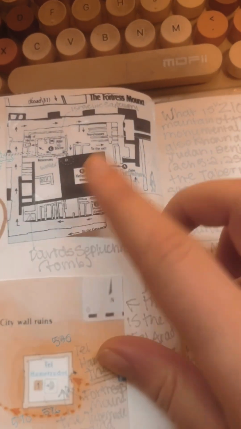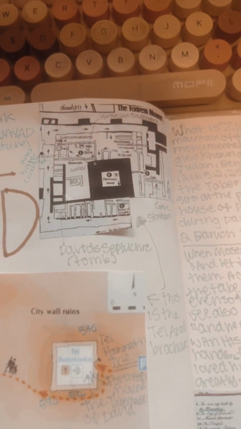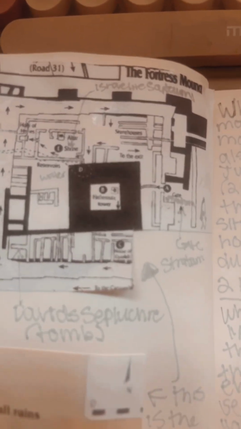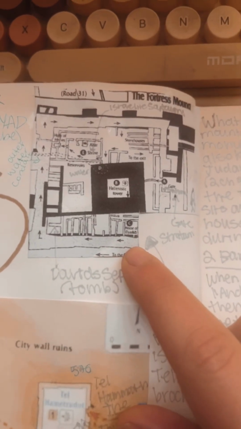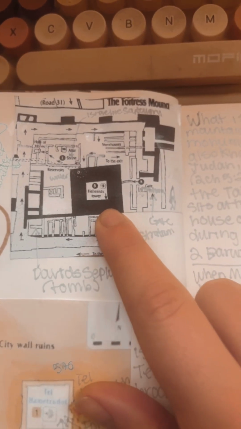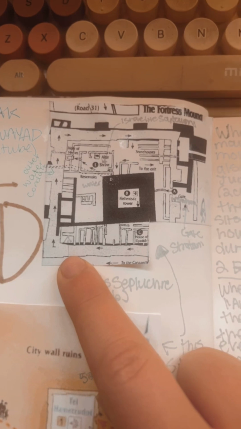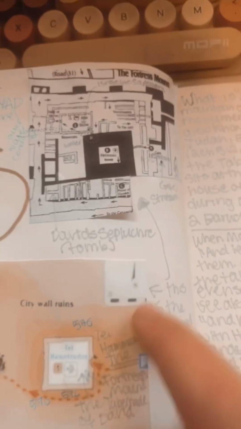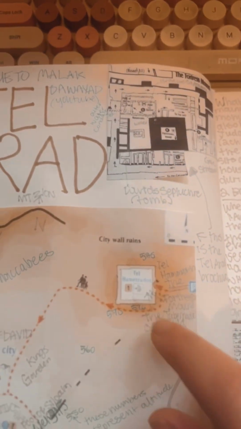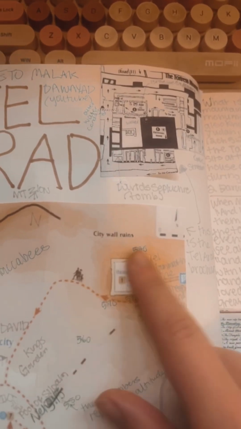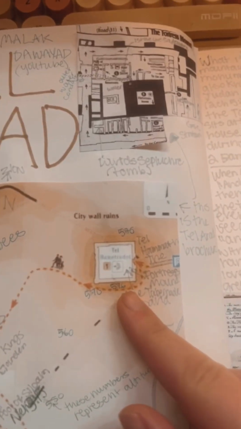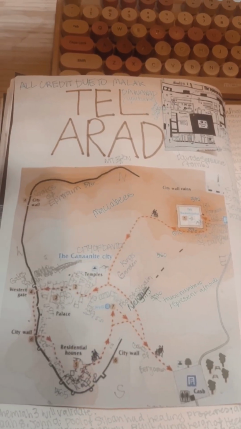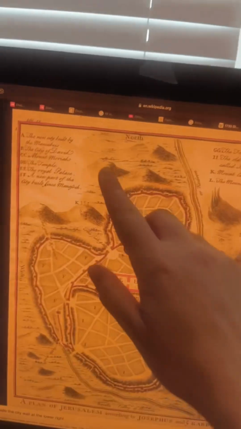This is the in-depth floor plan of this building right here, and they called it the Fortress Mount. As you can see, the house of Eliashib. The Hellenistic tower. This would probably be where David's tomb is. This is the Israelite sanctuary. So this is what the Maccabees were talking about. They didn't want anybody coming up here and buying and selling because this was a city. So where would Zion be? Well, probably right here in the north.